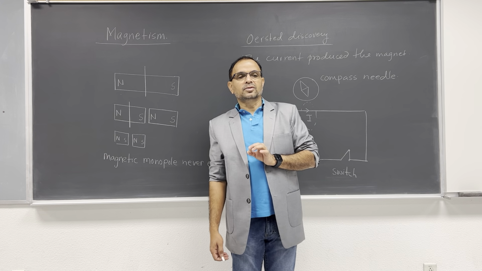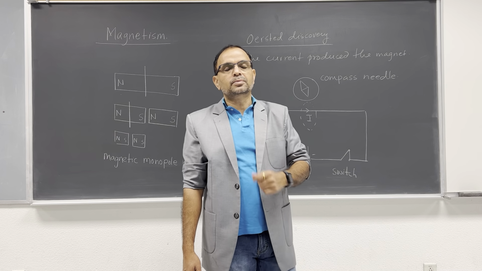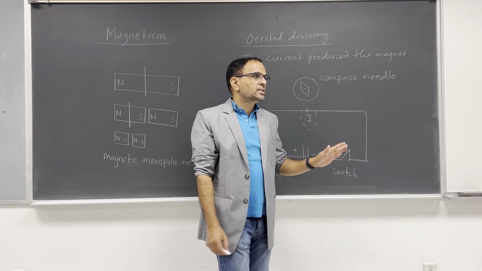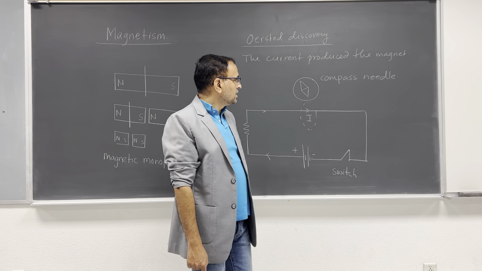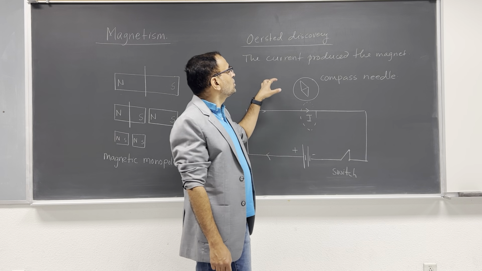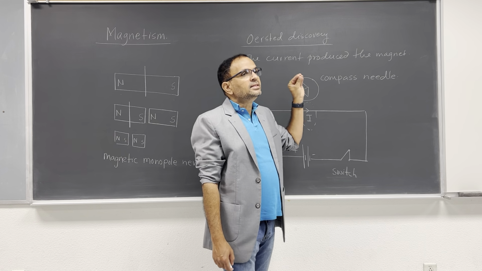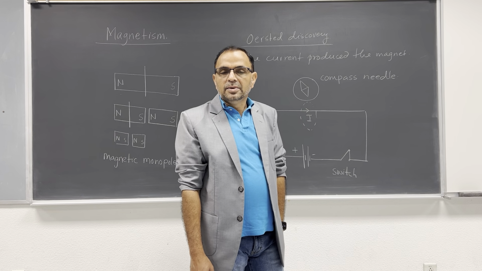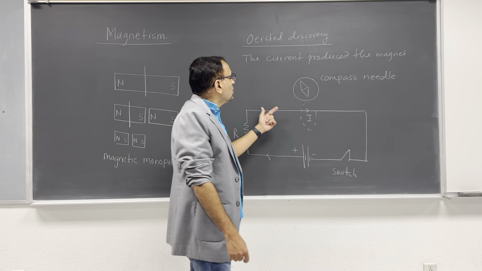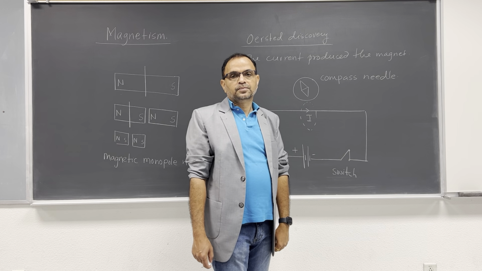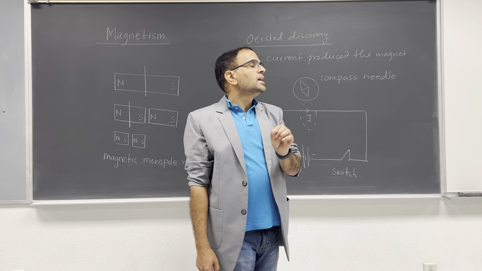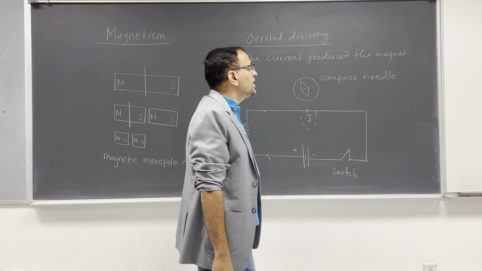There is some condition. Only a changing magnetic field produces current, but if the magnetic field is uniform, then no current is produced. But here the current produced the magnet, and this is Oersted's discovery. Okay, so the current produced the magnet. That means there is a magnetic field. Current produces the magnetic field, and the magnetic field is a vector quantity.